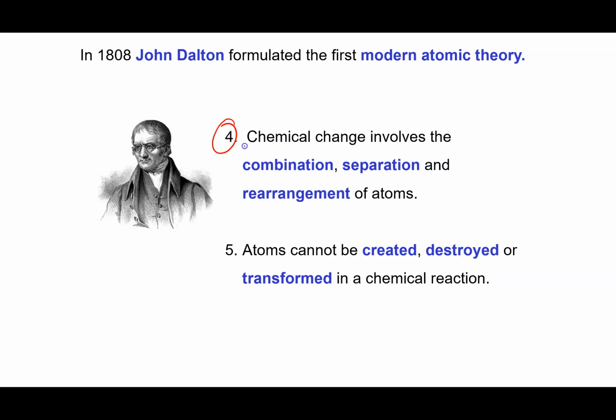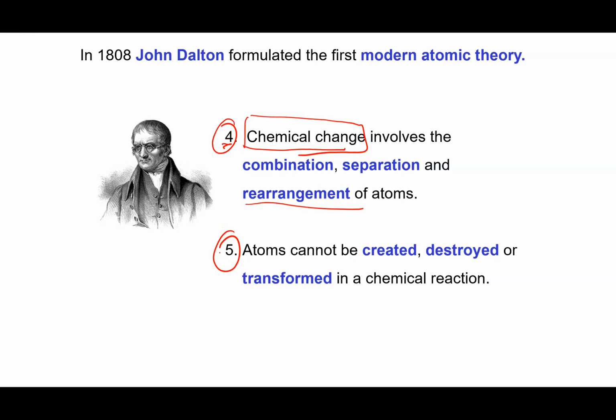Dalton then said that when a chemical change occurs, the atoms that are present will combine, separate, or rearrange how they are connected to one another. Earlier on, I spent a lot of time saying that chemical change always involves the making and breaking of chemical bonds. And this is Dalton reiterating that.